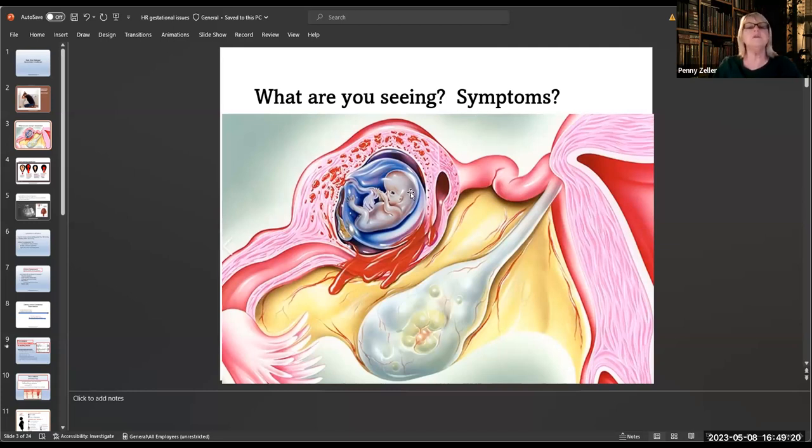So she would be in severe pain. It depends how far along she is. Most of the time, if she's gotten this far, then we probably need to surgically go in there and remove that embryo. And we might even have to remove the tube. So that's your ectopic pregnancy.